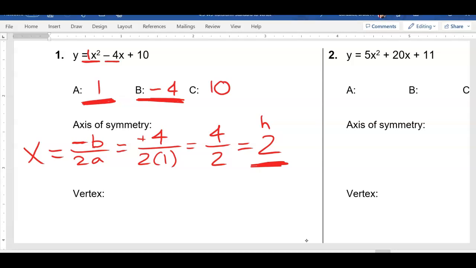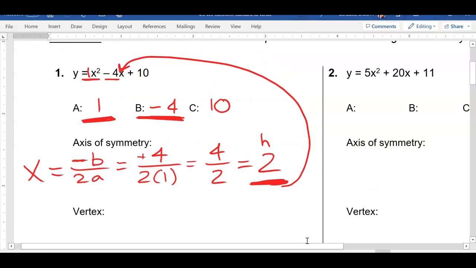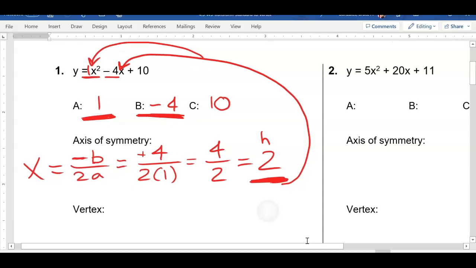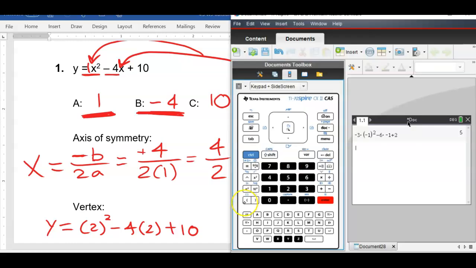Vertex. Now, everybody, what we want to do is take the x value of 2 and plug it back in up here to this and to this. So it's going to be y equals, instead of x, I'm going to put a parentheses 2 squared minus 4, and instead of x, I'm going to put a parentheses 2 plus 10. Do you see how I replaced x with what x equals, which is 2? Now, again, this can be a one-stepper in your calculator. Just this part.